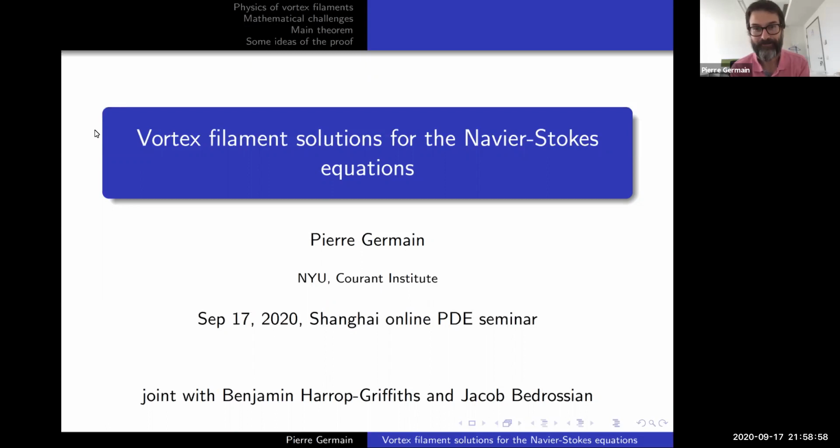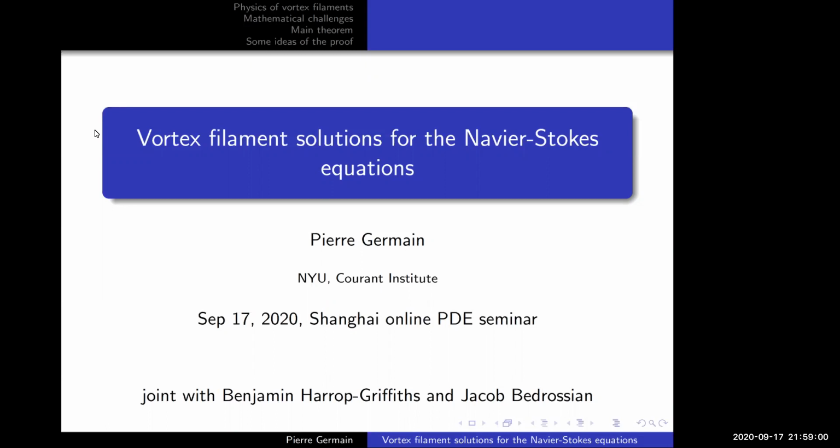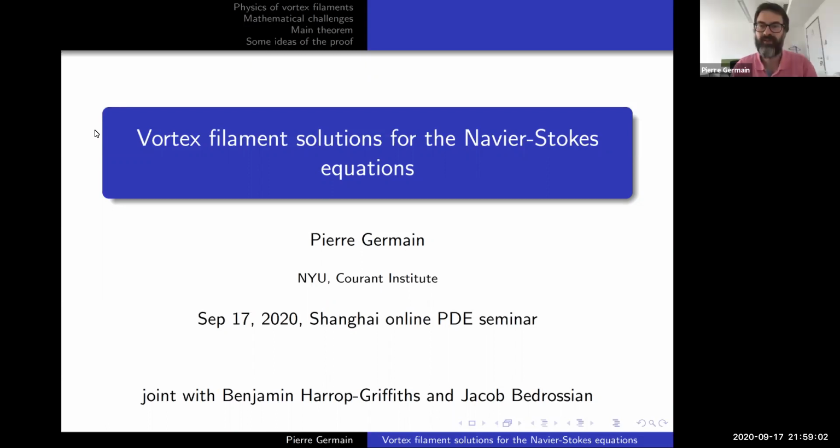So I will talk about vortex filament solutions for the Navier-Stokes equations. This is a joint work with Jacob Bedrossian and Benjamin Harrop-Griffiths, who are in Maryland and UCLA. And I messed up the alphabetical order, but it should be Jacob first and then Benjamin.